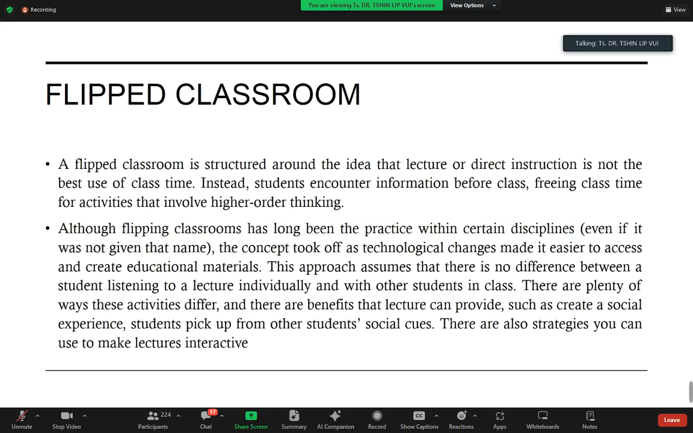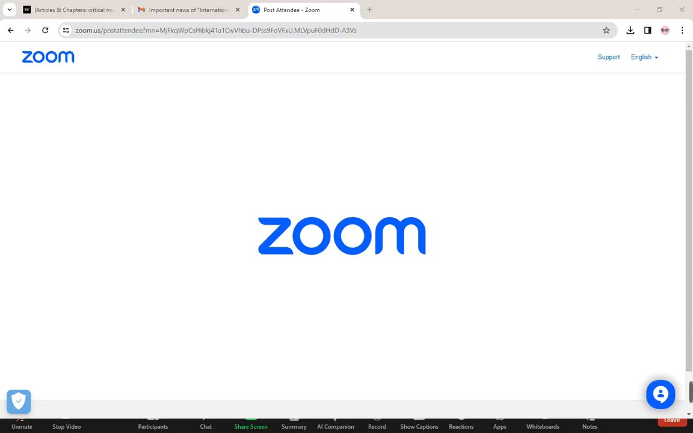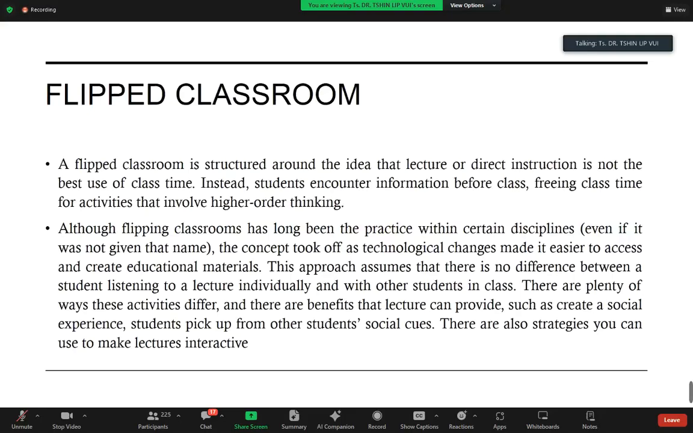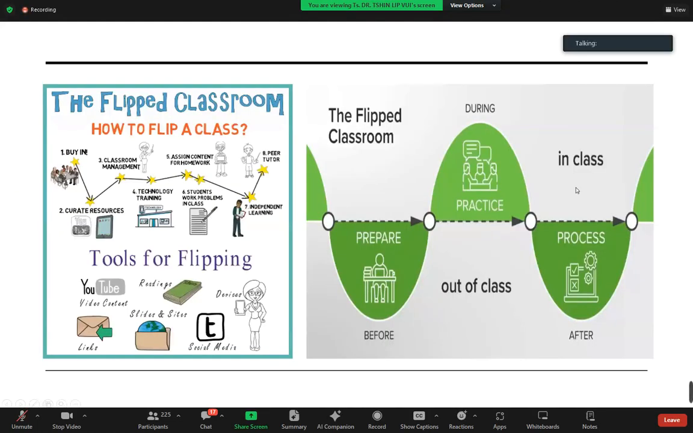This approach assumes that there is no difference between students listening to the lecture individually and with other students in class. There are plenty of ways these activities differ, and there are benefits that lecture can provide, such as creating a social experience, where students pick up social cues from other students, and there are also strategies you can use to make lectures interactive. So this is how we have applied it.